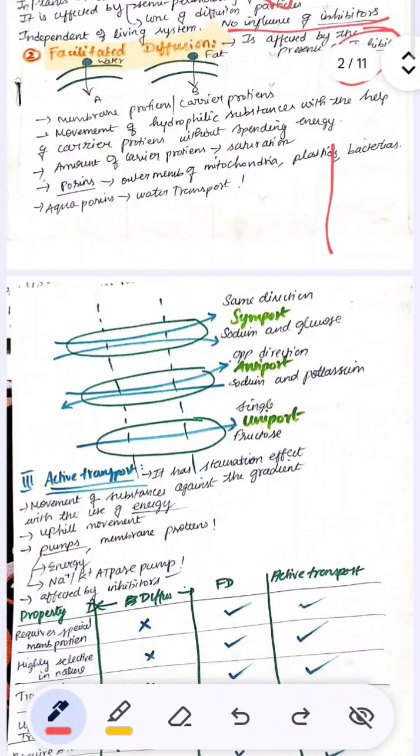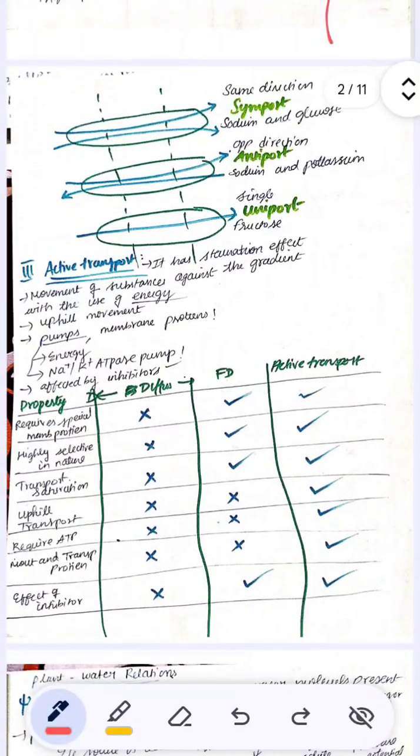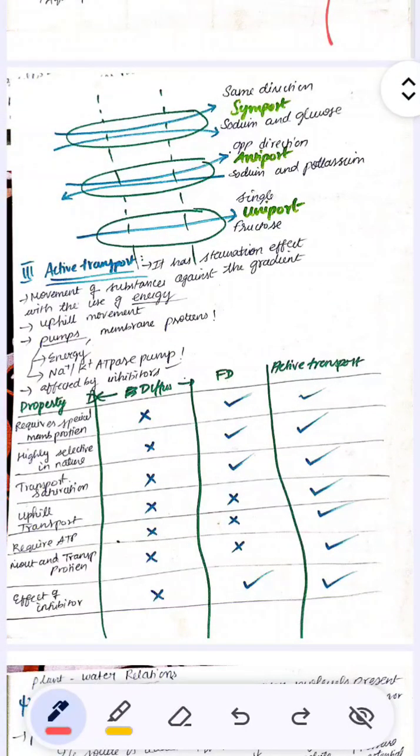Now, we can see that three types of transport are available. One is symport, where the particles are moved in the same direction. Antiport, where one travels in the opposite direction to the other. Uniport, where only a single material is allowed for transport from one place to another.